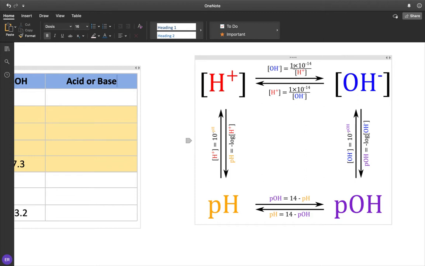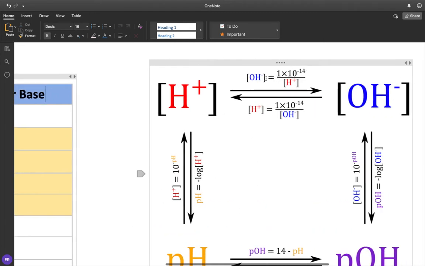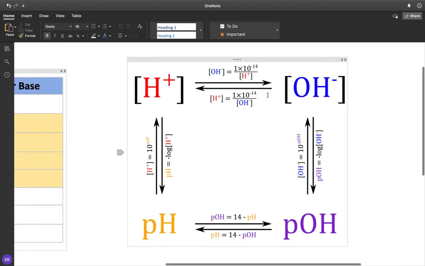Let me zoom in a little bit. It says that in order to find the concentration of OH, we have to take 1 times 10 to the negative 14 and divide that number by the concentration given of the H plus. Just as a reminder, the reason why we use 1 times 10 to the negative 14 is because if we multiply the two concentrations, the H plus and the OH minus, it always becomes 1 times 10 to the negative 14 because they're opposites of each other. Okay, so now let's go ahead and use that formula.